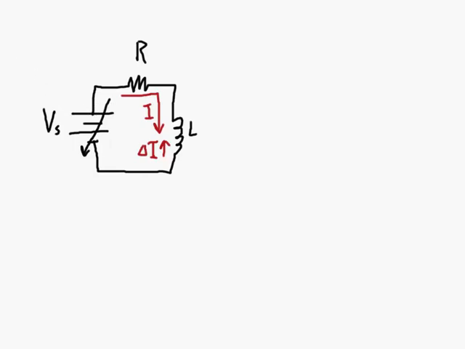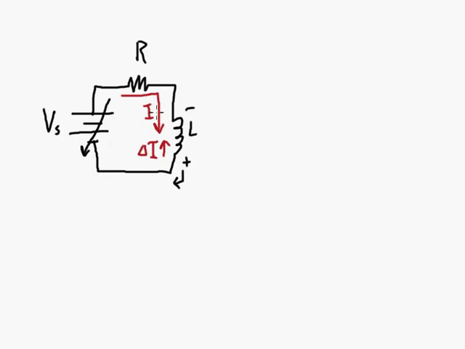Now this inductor is going to try to oppose this delta I, so a voltage will be induced across here to create a current opposing this change. If we treat that as a source to oppose the current that's going upwards, we're going to have a source that's going that way, creating a current going that way.